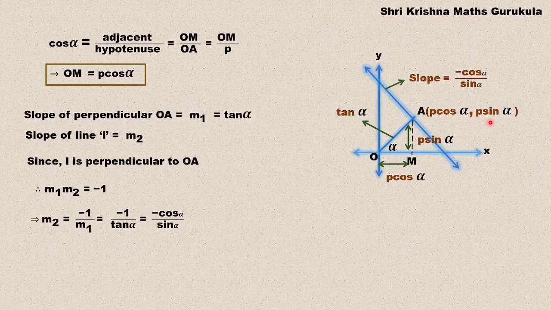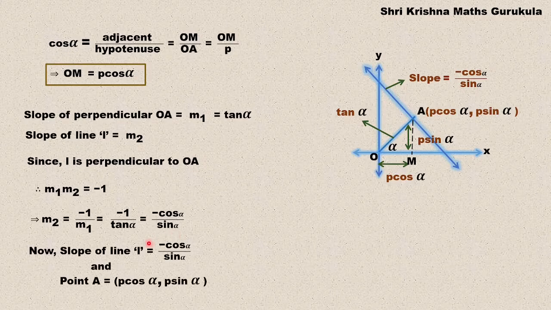The point that we have just found is in terms of sin alpha and cos alpha. So I am writing this tan alpha as sin alpha by cos alpha. When cos alpha goes to the numerator, the slope of line L, that is M2, will be equal to minus cos alpha by sin alpha. So what is the slope of the line L? It is minus cos alpha by sin alpha. And we also know a point on the line. Now we know the slope of the line L and a point on the line L. Now it is easy for us to find the equation of the line, correct? We had no information about the line. Using the data of the normal, we have found the slope and a point on the line L.